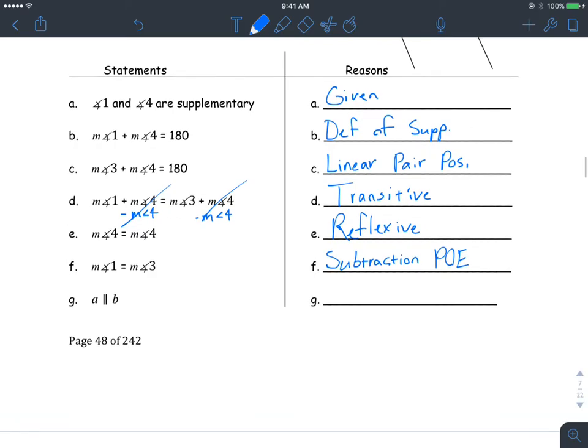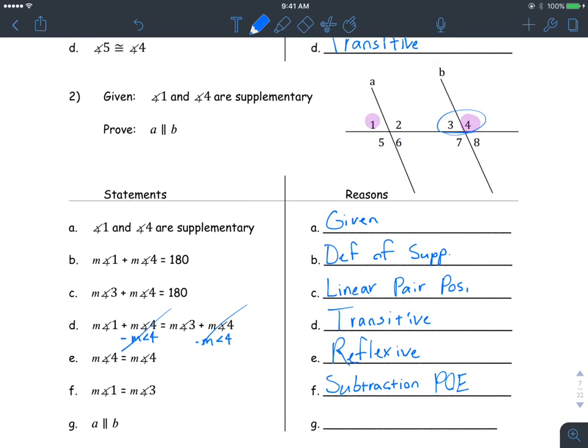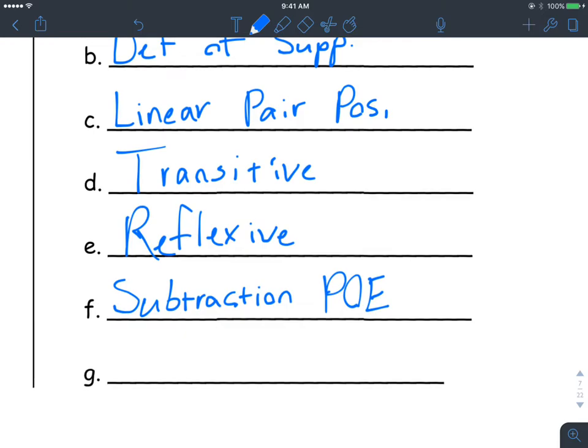So let's verify why real quick. Let's go look at angles 1 and 3. And angles 1 and 3, there they are right there. Those are corresponding angles. We proved that 1 and 3 are congruent and they happen to be corresponding angles. So therefore, since they're congruent corresponding angles, we can say that the lines are going to be parallel. So that's the converse of the corresponding angles theorem.